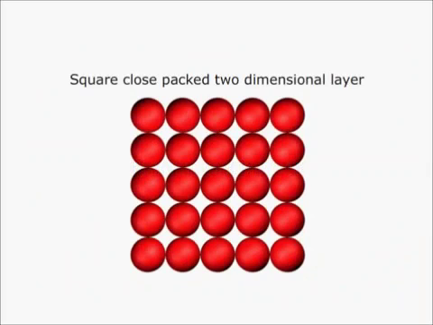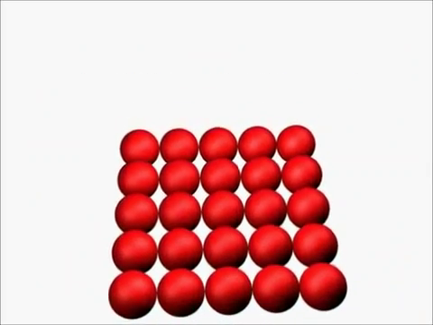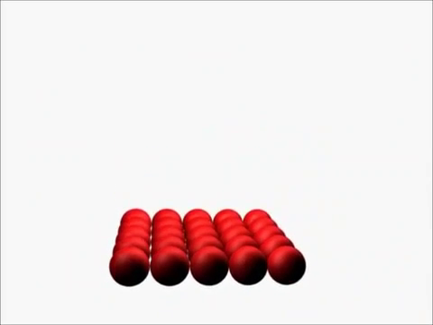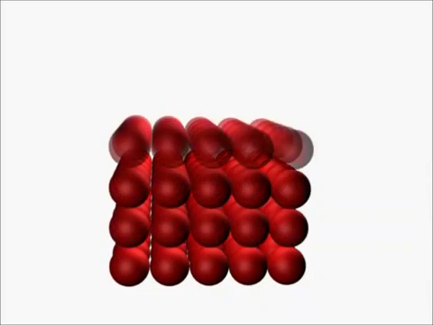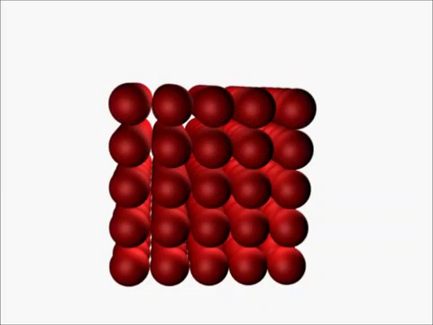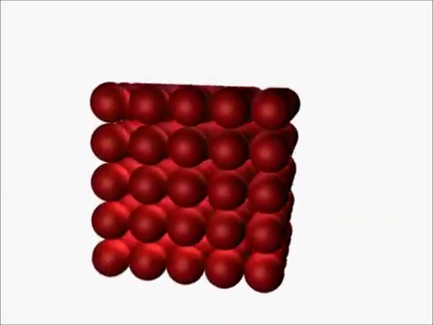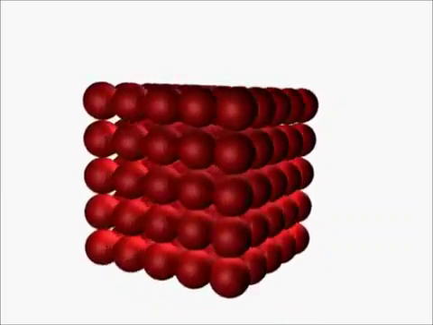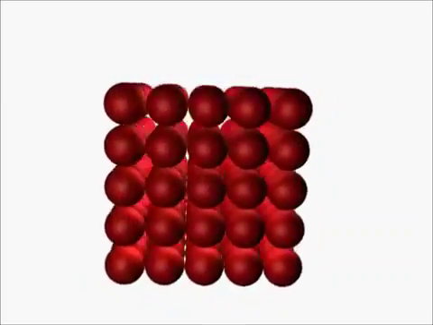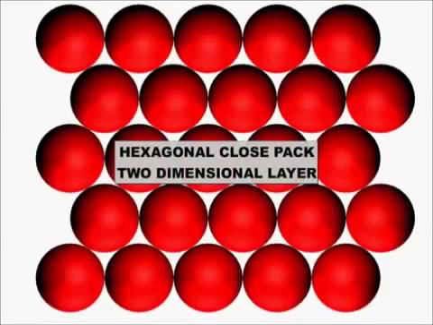Packing in three dimensions. Taking square close packed two-dimensional layers. This is done by placing a two-dimensional layer just above the first layer and so on. All the layers are vertically aligned. Taking hexagonal close packing two-dimensional layers.